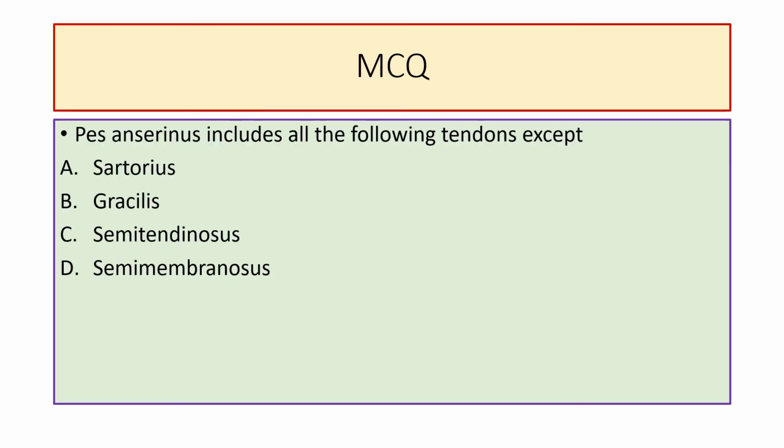After learning about the pes anserinus, answer the following MCQ. Pes anserinus includes all the following tendons except: sartorius, gracilis, semitendinosus, semimembranosus. The correct answer is semimembranosus, because this is not included in the pes anserinus.